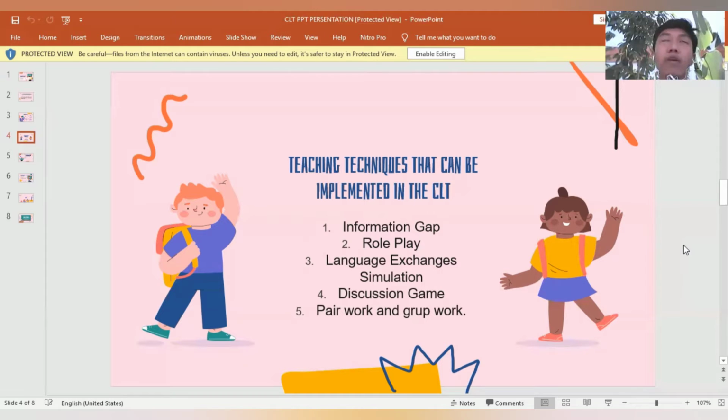And the last is pair work and group work. With this method, students can study in heterogeneous groups consisting of students who are less smart and smart, so that smart students are able to share their knowledge with the other students. So not giving answers, but helping each other to understand what they don't understand.